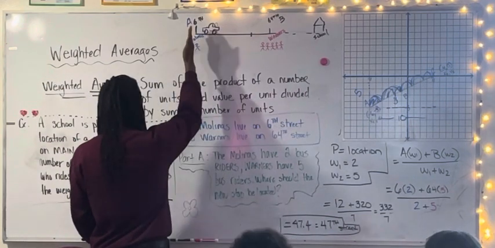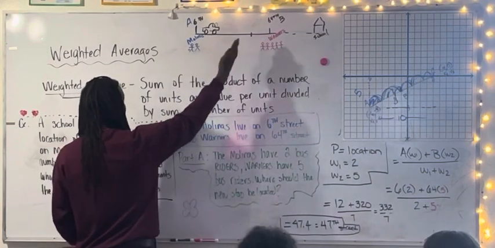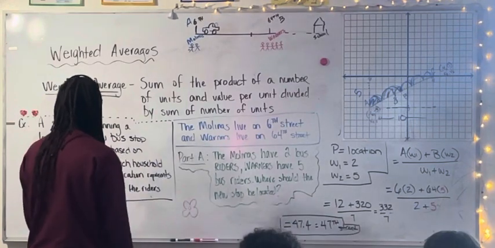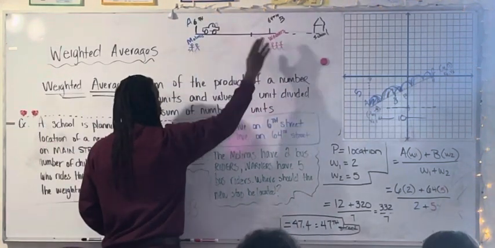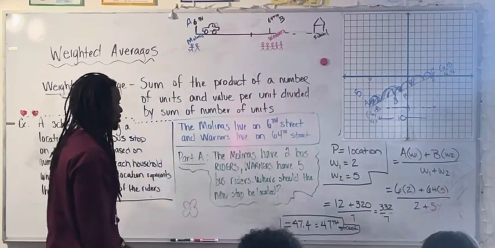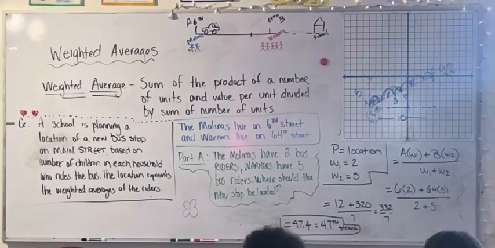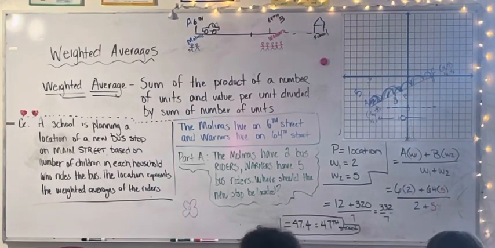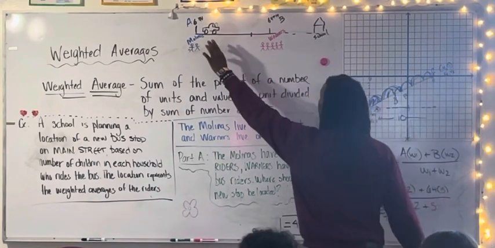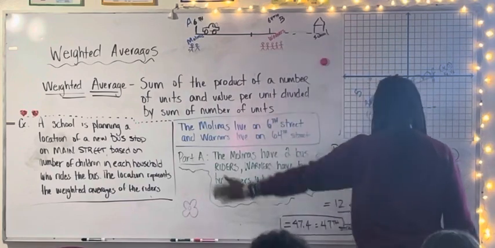So the Molinas got 2 kids they pick up. The Warners got 5 kids they pick up. Looking at this information, where should the new bus stop be located? It's not too packed, you've got enough room to pick up more riders. So here's the situation. You're going to have to put this in the formula of weighted average. We'll call P our new location. We need to find where our new location is going to be between A and B. We'll call it P.